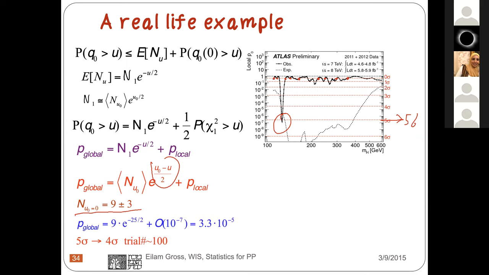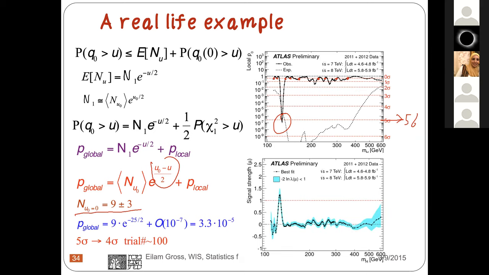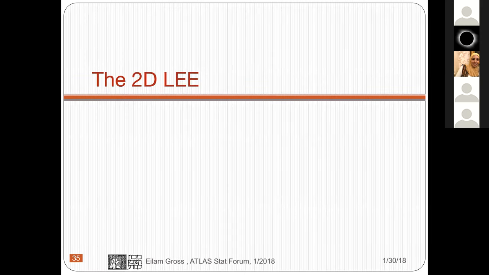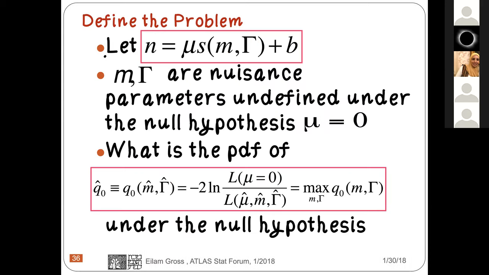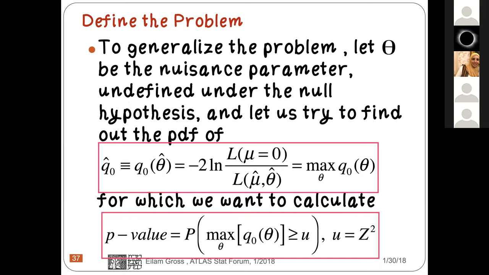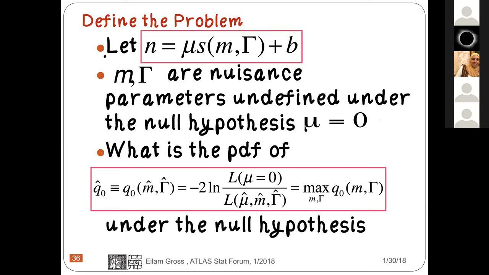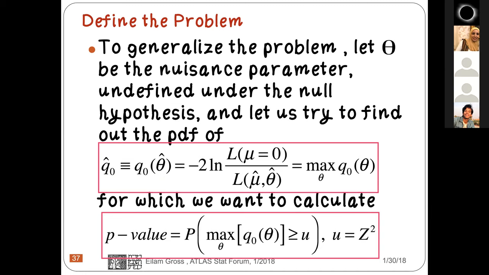Okay, I still want to spend a minute on another issue. We finished this and the 2D look-elsewhere effect. So I already told you what the thing is. You can also ask what is the probability to see a fluctuation at a specific mass with a specific weight. So there are two nuisance parameters undefined under the null hypothesis. So now we look for a PDF of the maximum Q0 where I scan over the mass and the weight under the null hypothesis, so the PDF will be, of course, different. So we can generalize the problem and say that theta is a nuisance parameter undefined under the null hypothesis. It can be of dimension more than one.